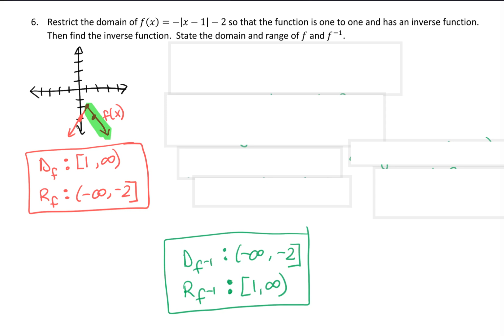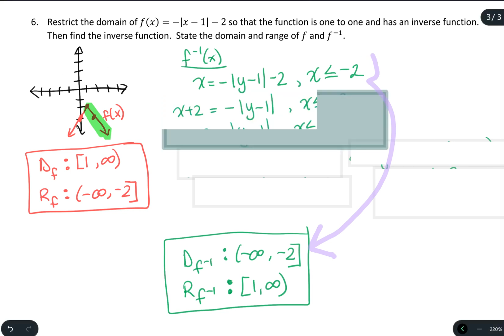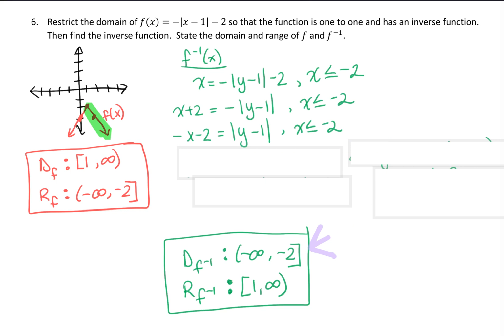So I'm going to take my function, switch the x and the y, and solve for y. So I take my function, switch the x and the y, notice what I wrote on the right-hand side. I wrote the restriction that I'm using. This is for x less than or equal to -2, right? Because I know that that's the domain that I'm working with here, okay? And then I solve for y. So here I'm solving for y.